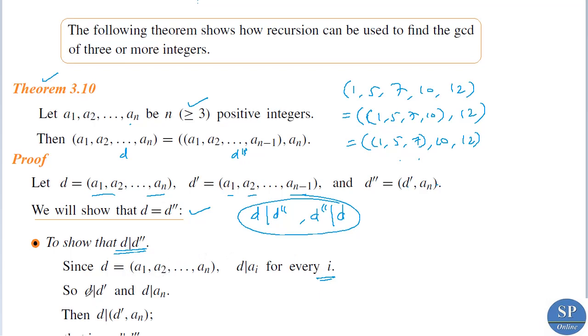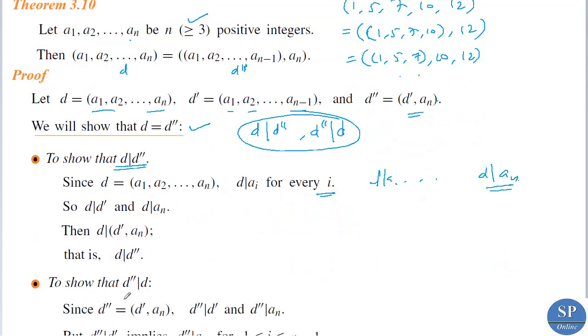So we have d divides d dash, because d dash is actually the GCD of a1, a2, etc., an minus 1. So since d divides each ai, that is, d divides a1, d divides a2, etc., d divides an minus 1, d divides d dash. Okay, because d dash is the GCD of a1, a2, etc., an minus 1, and also we have d divides an. So we get d divides the GCD of d dash comma an. So we have d divides d double dash.